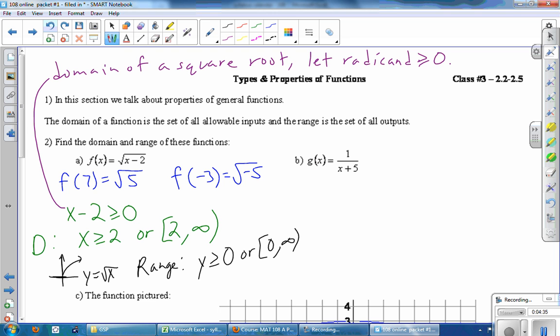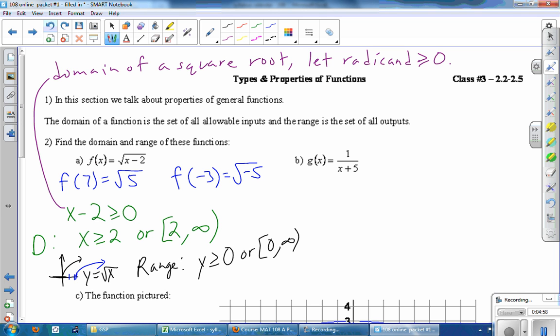So that's the range of the square root of x. Well, what about that square root of x minus 2? Well, you have hopefully seen transformations before. That square root of x minus 2 is just going to take the graph and shift it. It's going to take this graph and shift it 2 places to the right. And so it's going to go like that.